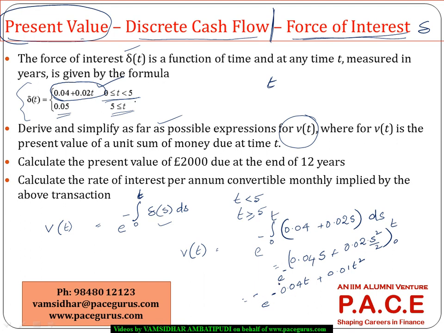So especially when I am looking at between 0 to t, I can directly take V of t as e power minus 0.04 t plus 0.01 t squared.